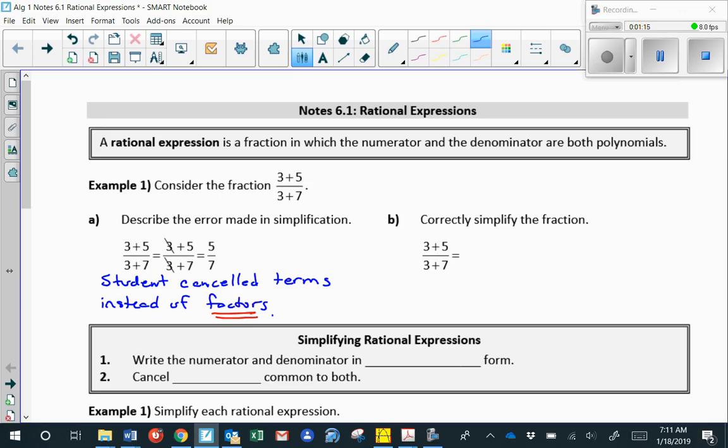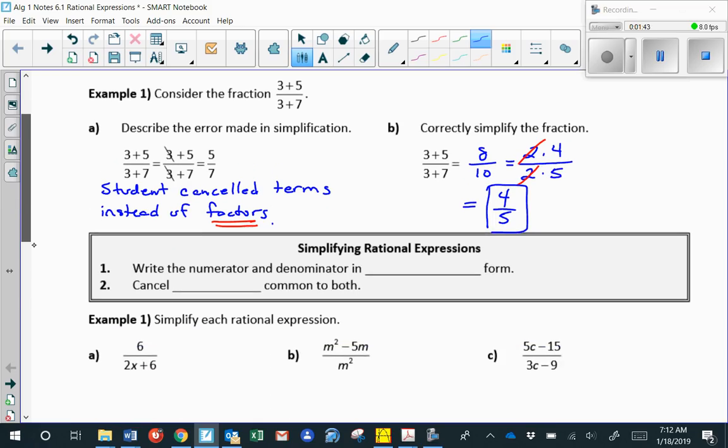If we want to correctly simplify the fraction in part B, we need to add to get 8 and 10, and then we need to factor a 2 from each the numerator and the denominator. Then we can grab our handy-dandy red cancellation pen and cancel the 2's to get a final result of 4/5.